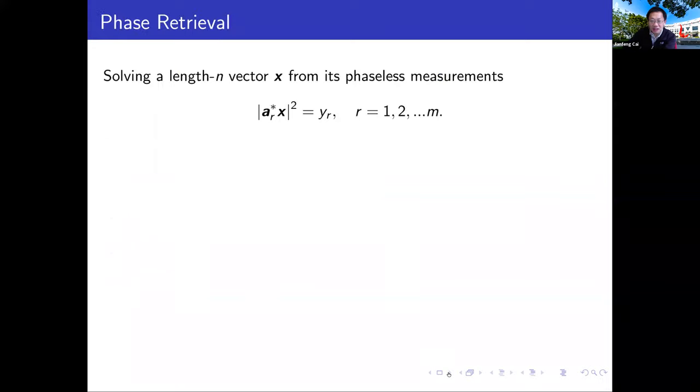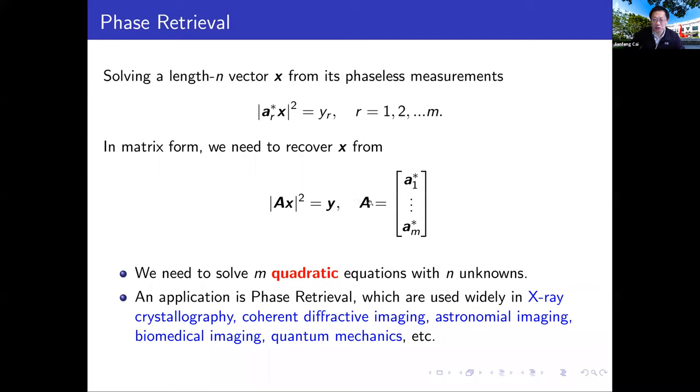So the phase retrieval problem. Here I consider a generalized phase retrieval problem. We have a vector x, and we measure it through linear measurements, but due to some physical limitation, we cannot get the phase of the linear measurement. We can only get a phaseless measurement. That is, we have only the absolute value squared of this inner product. So now we know a_r and we know y_r, and we want to solve for x. This is the problem. In matrix form, if we write this matrix A in this form, it is just |Ax| squared equals y. In other words, in the phase retrieval problem, we want to solve m quadratic equations with n unknowns.